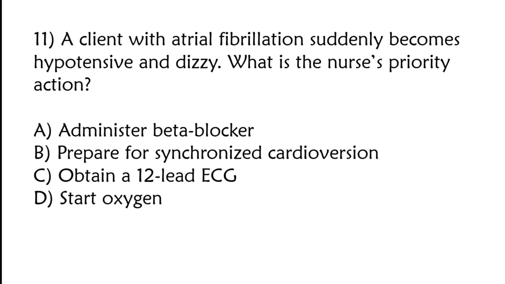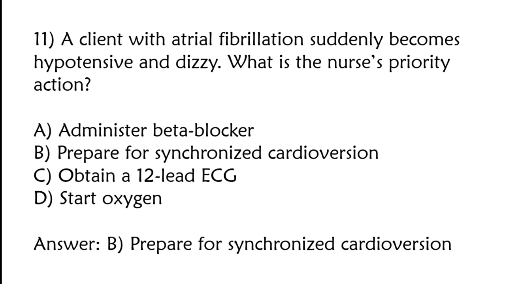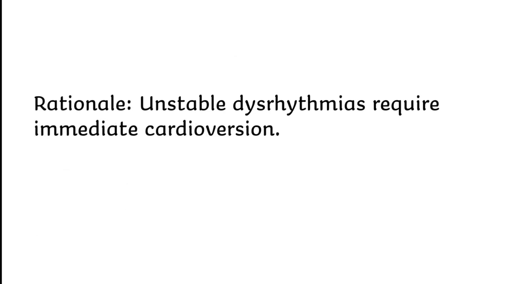A client with atrial fibrillation suddenly becomes hypotensive and dizzy. What is the nurse's priority action? Correct answer is B, prepare for synchronized cardioversion. Rationale: unstable dysrhythmias require immediate cardioversion.